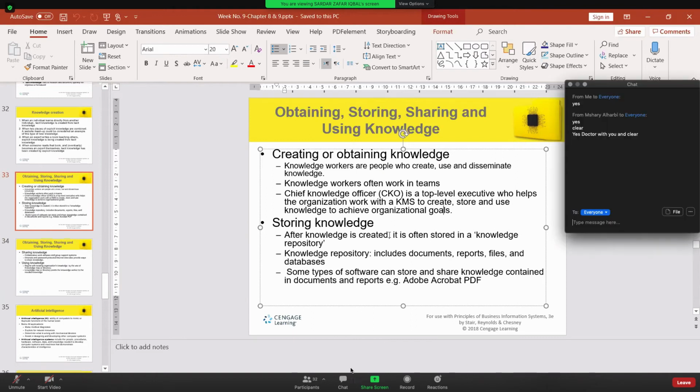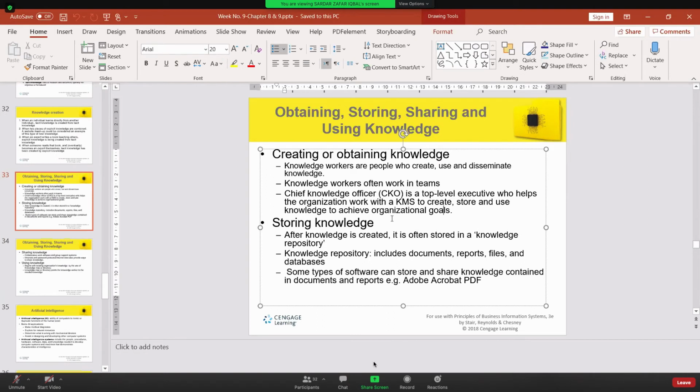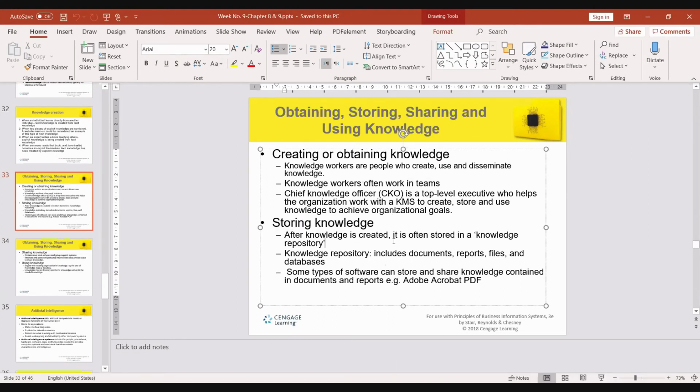Once you create or obtain all the information, the next step is storing the knowledge. After knowledge is created, it is often stored in a knowledge repository. So you will have a database, a warehouse where you can store this knowledge. The knowledge repository includes documents, reports, files, and databases.